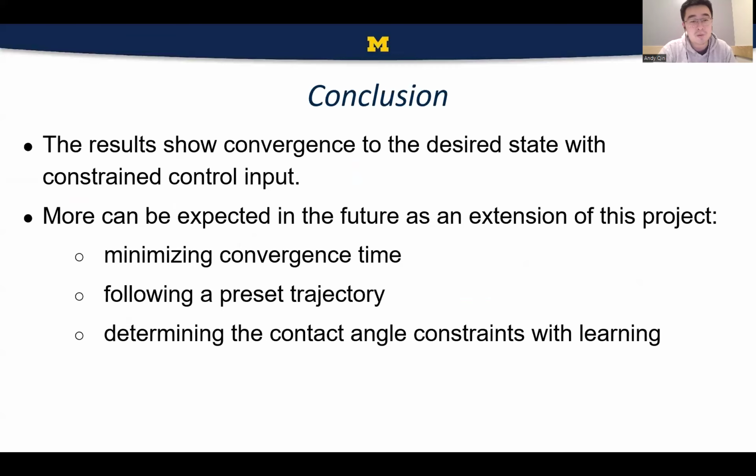Another one is to follow a preset trajectory. Currently, I am just moving it from point A to point B, but we can also have a trajectory for the hopper to follow. And last, instead of manually setting the constraints, we can have a way to determine the contact angle constraints with learning methods.